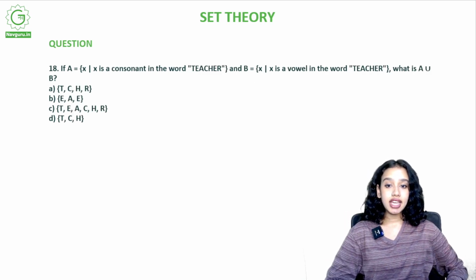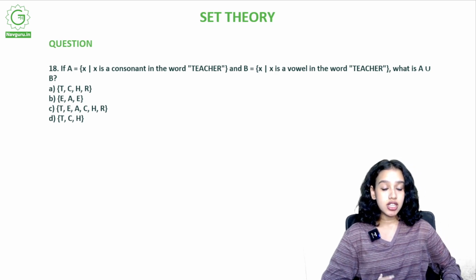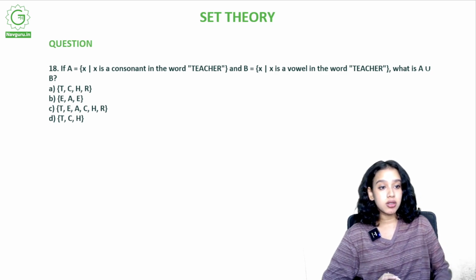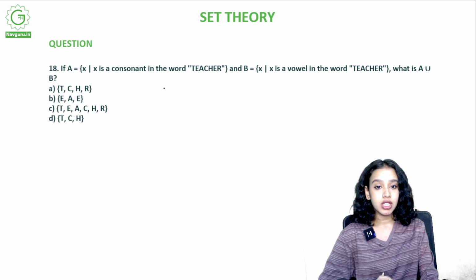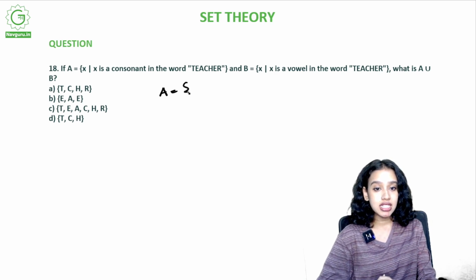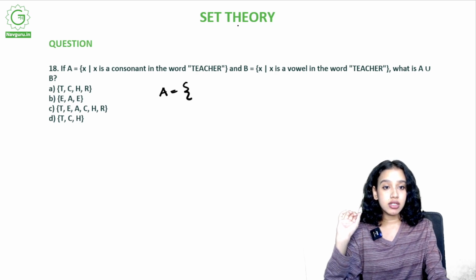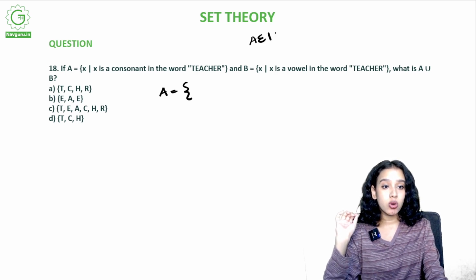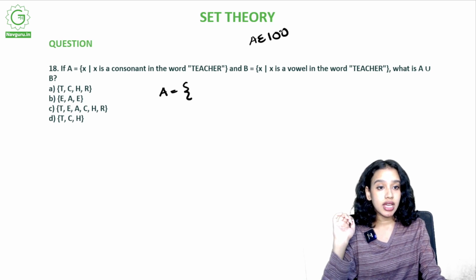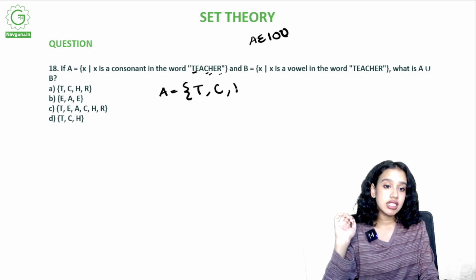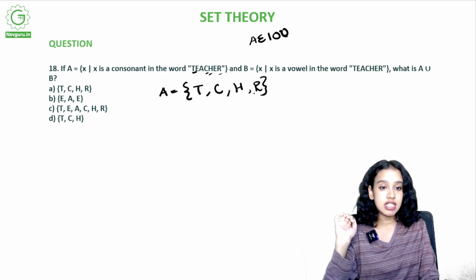Now if A is equal to X such that X is a consonant in the word teacher and B is equal to X such that X is a vowel in the word teacher, what is A union B? So A is equal to X such that X is a consonant in the word teacher. So other than all the vowels, what are the vowels? A, E, I, O, U. Other than that, what do we have here? We have T, C, H and R. So A is equal to {T, C, H, R}. This is the set A.